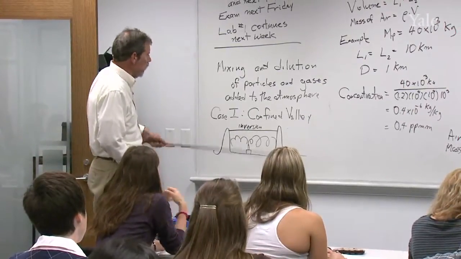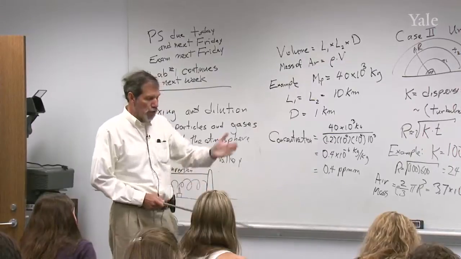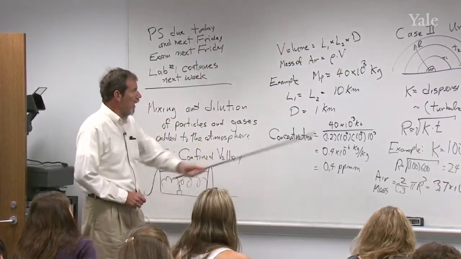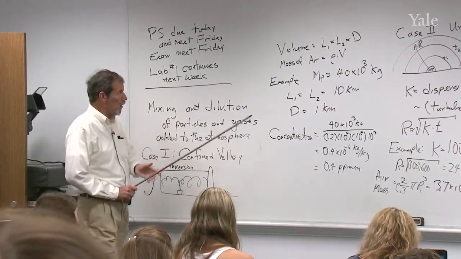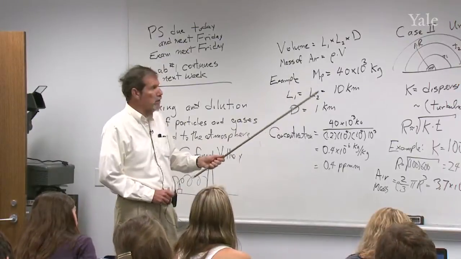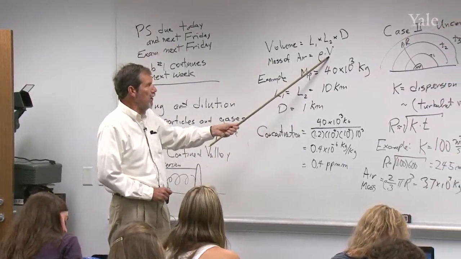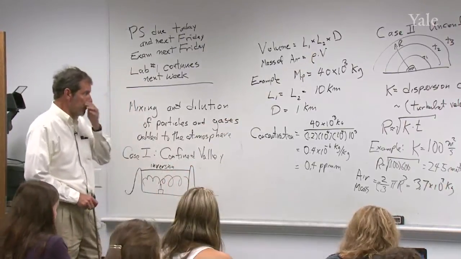The volume into which the substance has mixed is then the product of the two horizontal dimensions, L1 and L2, and the depth of the layer, that's the depth up to the inversion. The mass of the air into which the pollutant has mixed is just the product of the air density and that volume. And that's going to have units of kilograms.